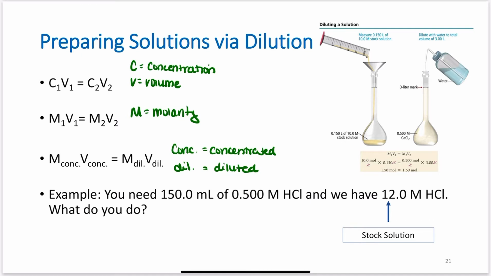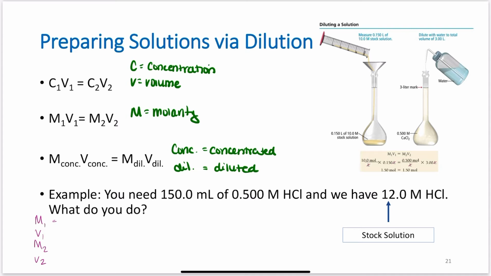So let's work two examples here. You need 150 mL of a 0.50 molar HCl solution, and we have 12 molar. What do we do? Well, M1V1 equals M2V2. I recommend setting it up this way and writing down everything we know.